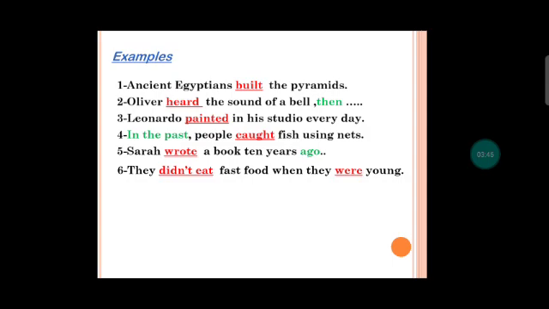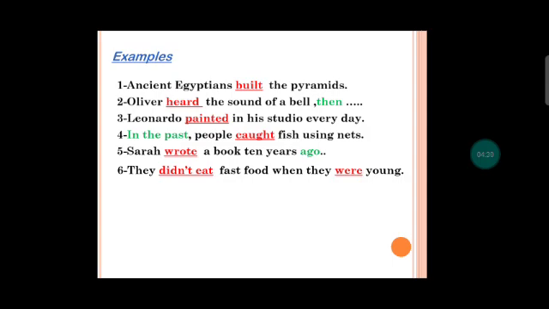They didn't eat. How can we negate the past? There's an important point for you as students to keep in mind. When we come to negate the verbs in the past, simply put didn't before the verb. For example, look at example number 1. Ancient Egyptians built the pyramids. If I want to put it in negative, simply put didn't before the verb. So ancient Egyptians didn't, and then we get the infinitive, the stem verb. Ancient Egyptians didn't build.